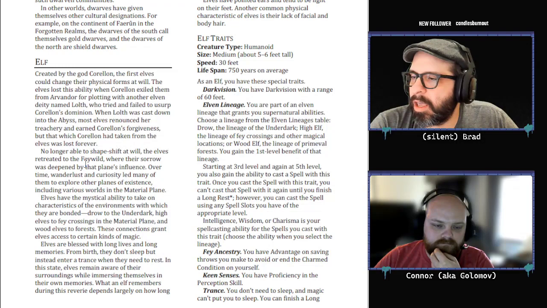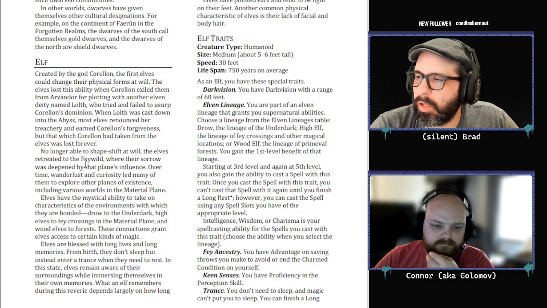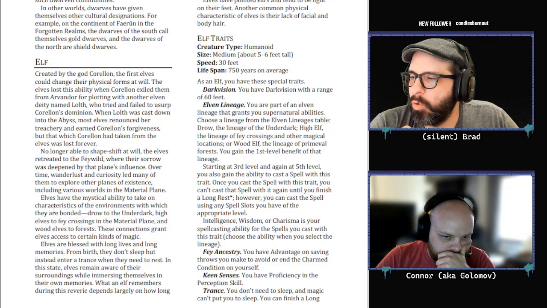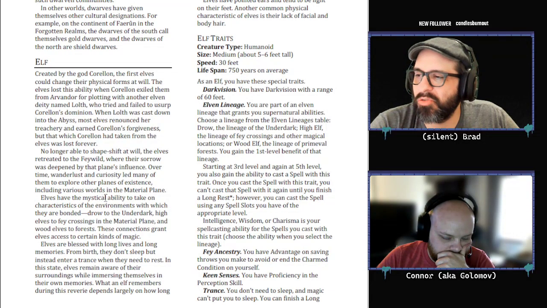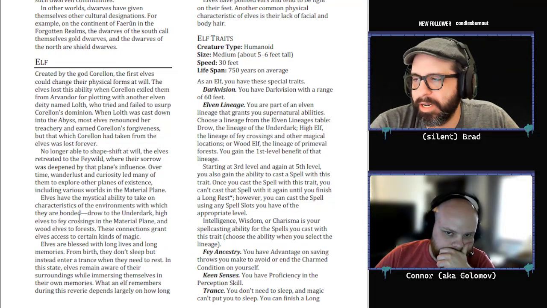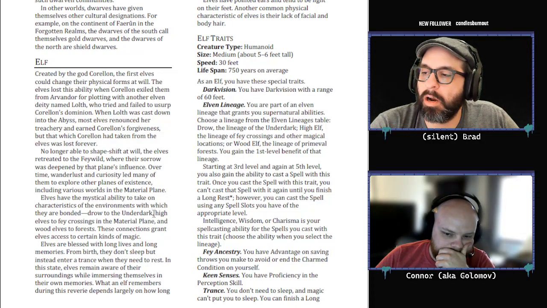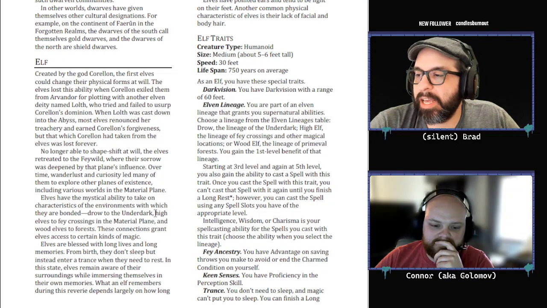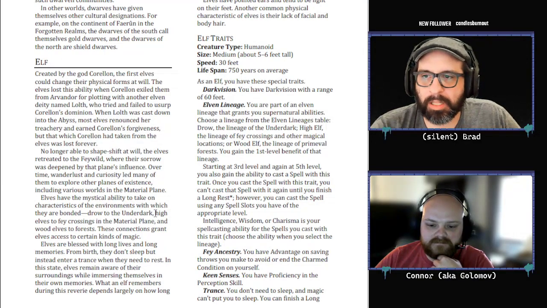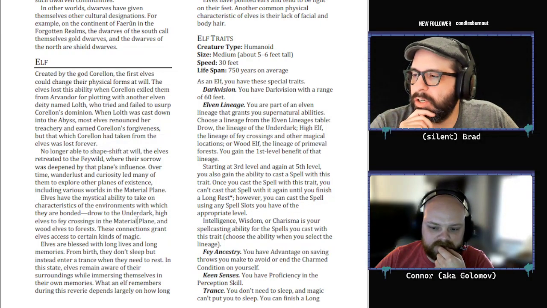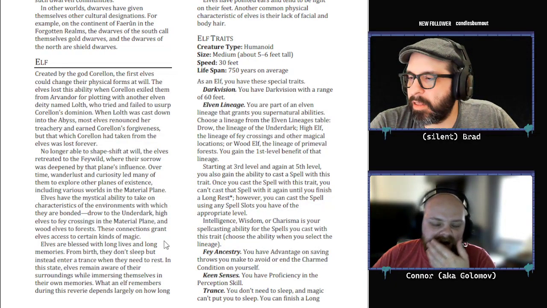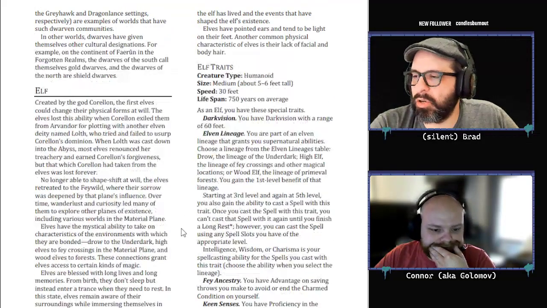They retreated to the Feywild and then later just started going everywhere around the multiverse. Elves have the mystical ability to take on characteristics of the environment with which they are bonded. So drow to the Underdark, which is why they are coal black and purple. High elves to Fey Crossings, which is why they're typically very light colored, and wood elves to forests. These connections grant elves access to certain kinds of magic.